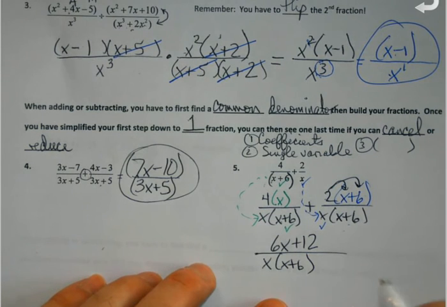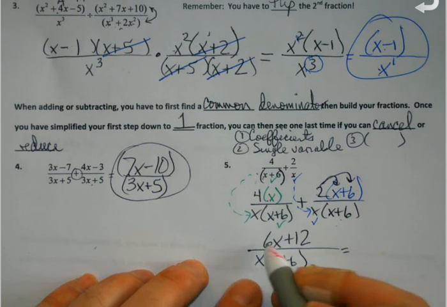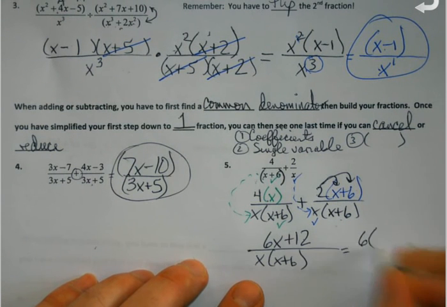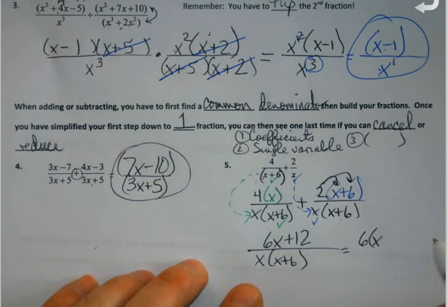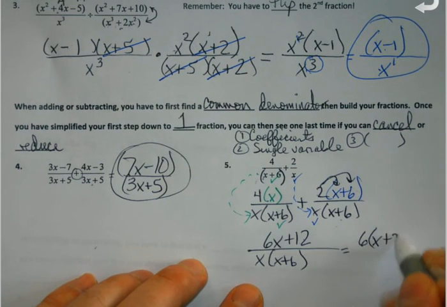And then absolutely, we always want to look to see, can I reduce something? And I can take a 6 out of those. We'll see if that helps me. So 6 times x is 6x. 6 times what gets me to 12? 2.